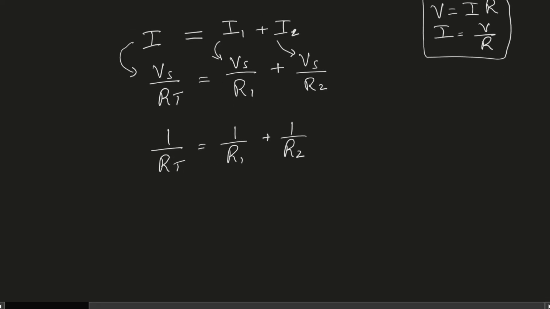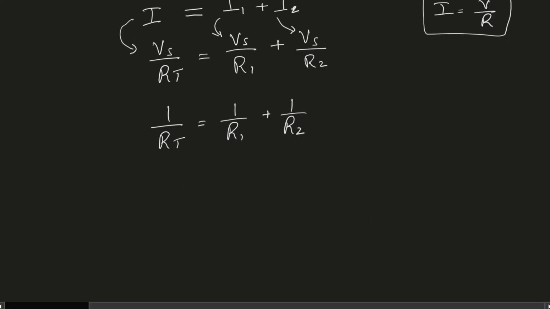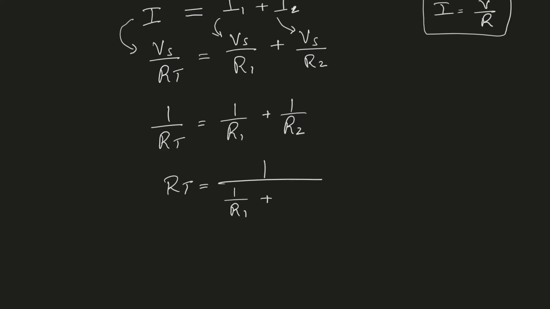Most of the time, we would be interested in finding R total instead of the inverse of R total. You see, here we have the inverse of R total. So if I take the reciprocal on both sides, I can say that R total is actually equal to 1 divided by 1 over R1 plus 1 over R2. Now, this is one way of writing it. If you know the values of R1 and R2, it would be easy to just plug those values in and you will find R total.